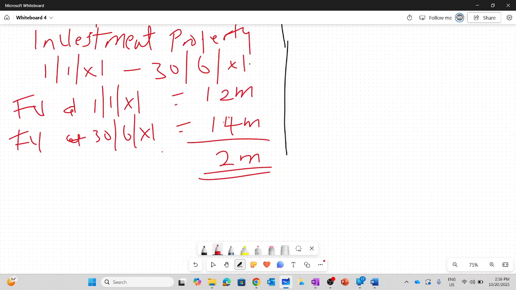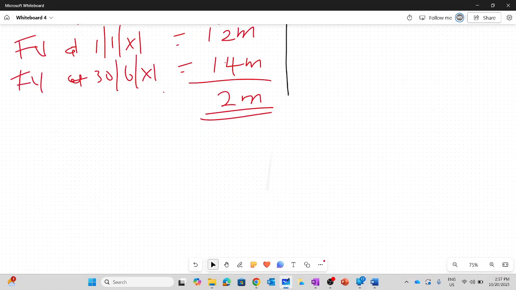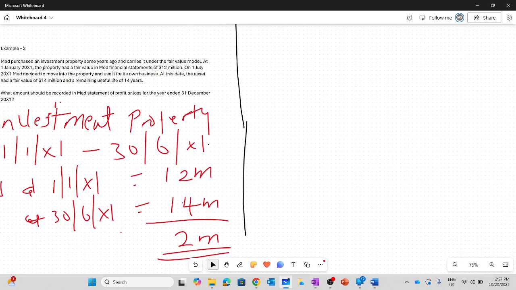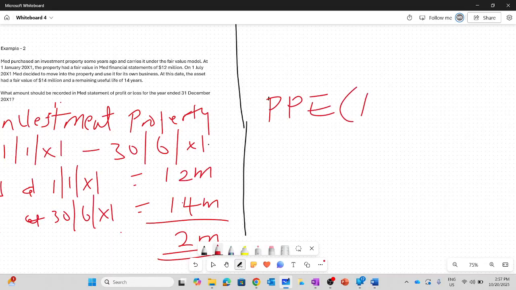So now we are going to transfer this particular property from investment property to property, plant and equipment. When we transfer it from investment property to property, plant and equipment, we are going to account for it as per IAS 16. So now we are talking about PPE, which is IAS 16, right?